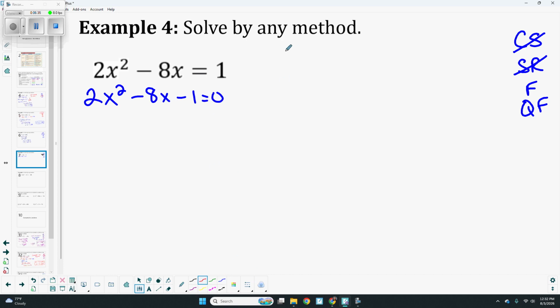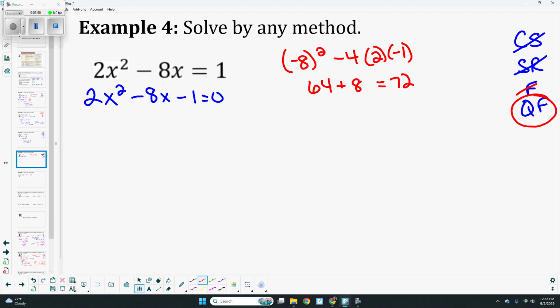So that's going to be b squared minus 4ac. So that's 64 plus 8 is 72. That's not a perfect square, so factoring is out. We're going to do quadratic formula.